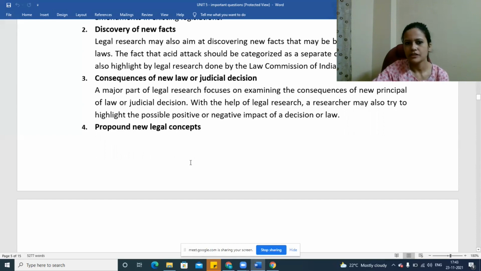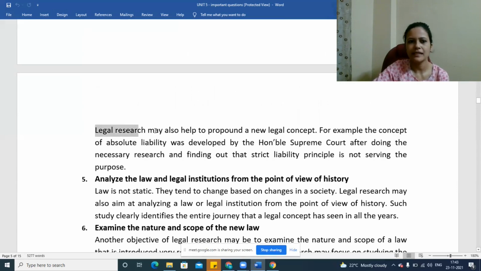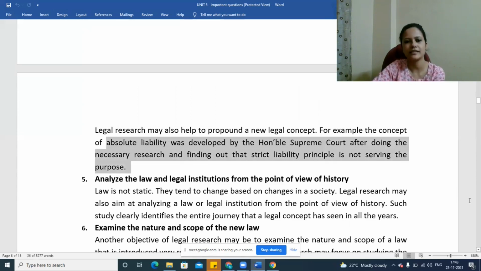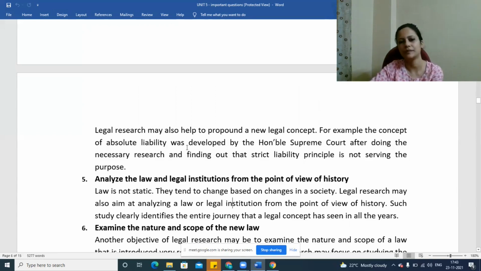Propound new legal concepts. Legal research may also help to propound new legal concepts. For example, the concept of absolute liability was developed by the Honorable Supreme Court after doing necessary research and finding out that the strict liability principle is not serving the purpose. So what is strict liability?